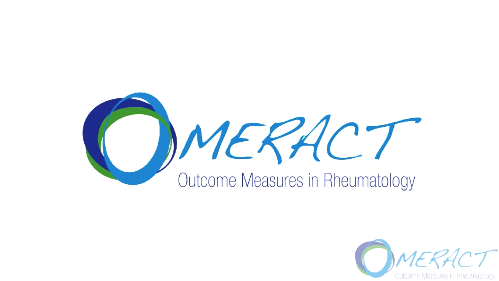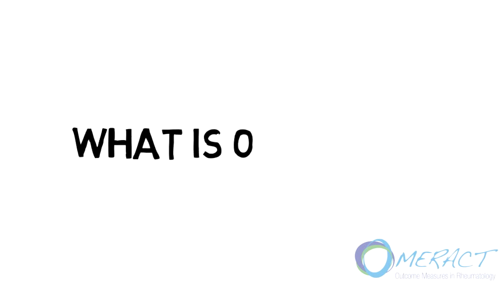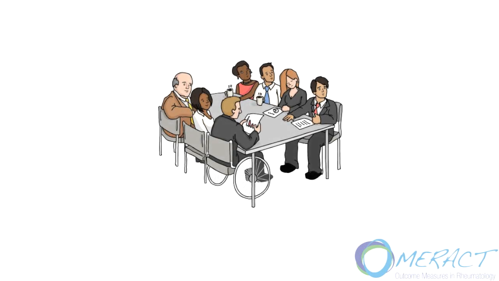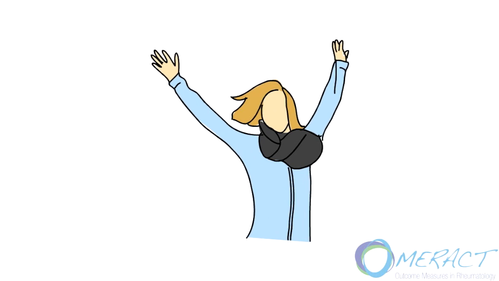Watching this series of two videos will help you understand what the OMERACT Shared Decision Making Group is and how you can help us achieve our goals. So what is OMERACT? OMERACT stands for Outcome Measures in Rheumatology. Sounds serious, right? Actually, we are a community of patients, health professionals, and yes, some serious researchers too. We work together to improve care for people living with rheumatic conditions.